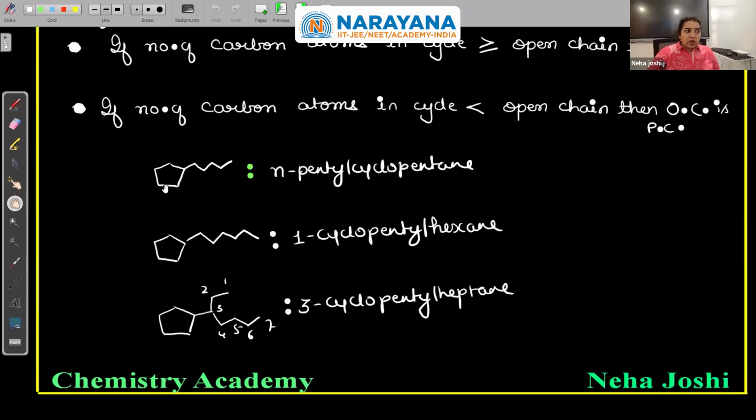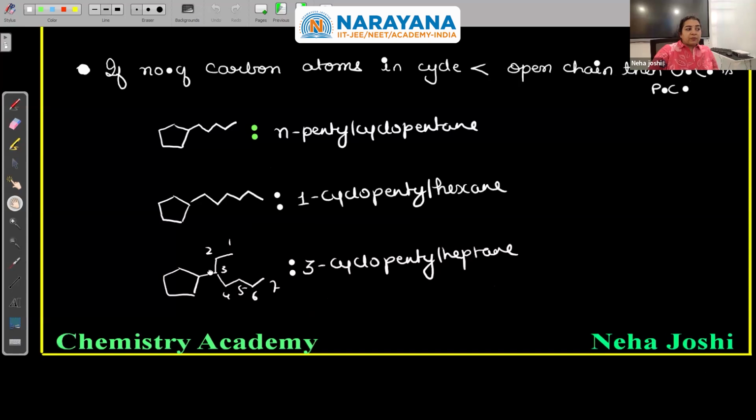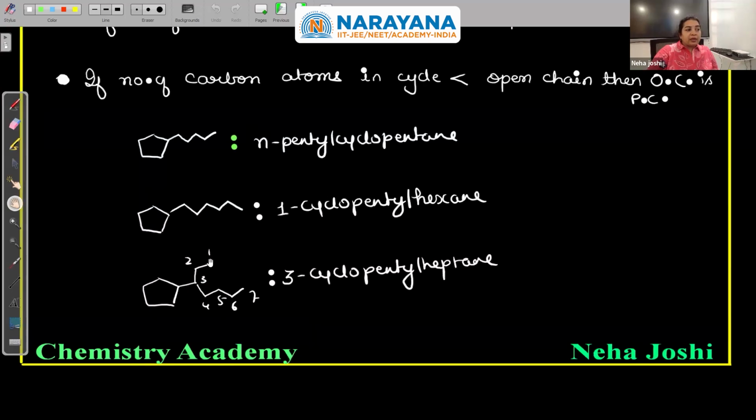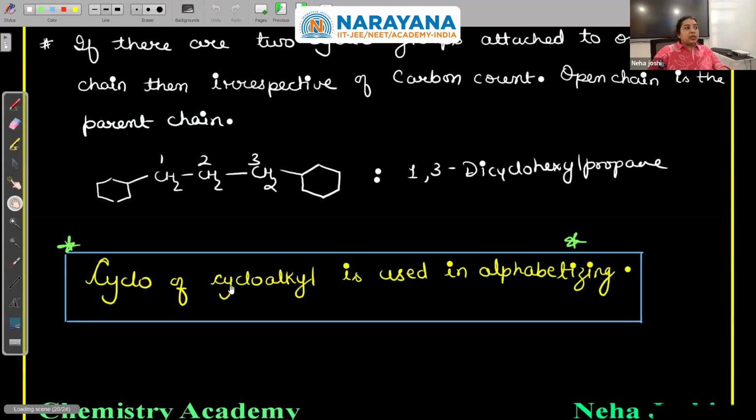If the number of carbon atoms in the cycle is less than the open chain, then the open chain is the parent. Okay, then the open chain is the parent. For example, here, 1-cyclopentyl hexane: 1, 2, 3, 4, 5, 6. Now coming to this one: 1, 2, 3, 4, 5, 6, 7, like this. So this will be 3-cyclopentyl heptane. Is that all good? Right?